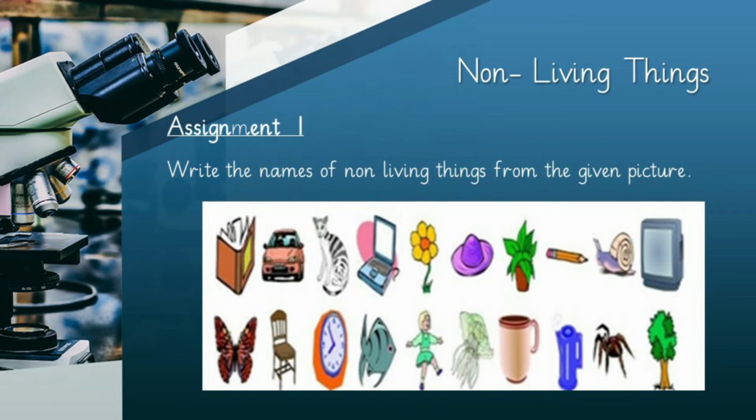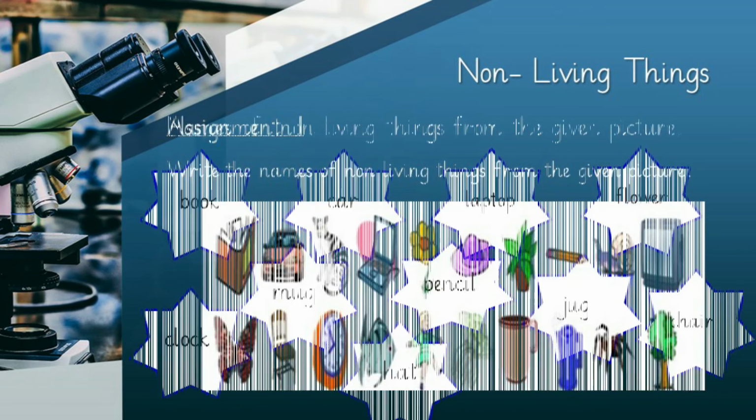Okay children, after discussing the important features of non-living things, let's do an activity. Look at the given picture carefully. There are so many things given over here. Some are living things, some are non-living things. You need to sort out the names of non-living things from the given picture. Very easy. Take your time.